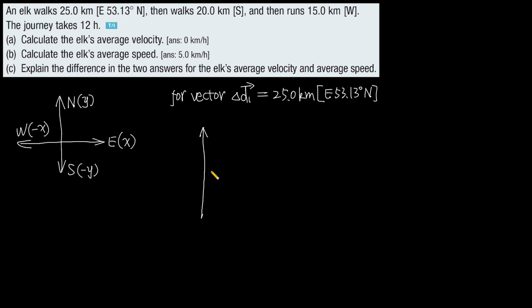So this direction is north, also positive y direction. And this direction is east, also positive x direction. The direction of vector delta D1 is east, 53.13 degrees toward north. So it should be here, like this. So this is vector delta D1.